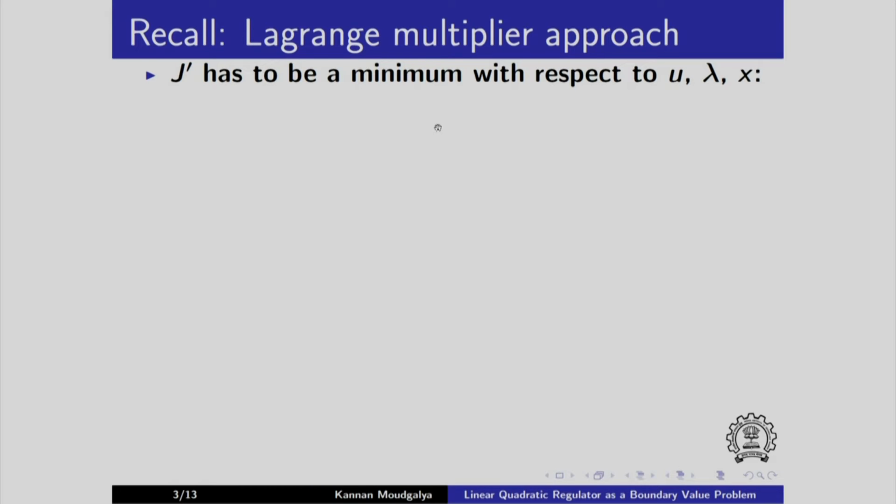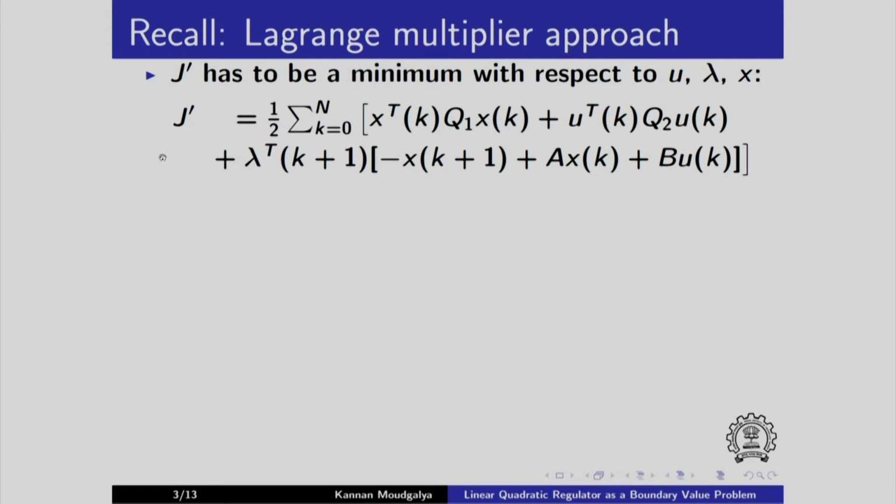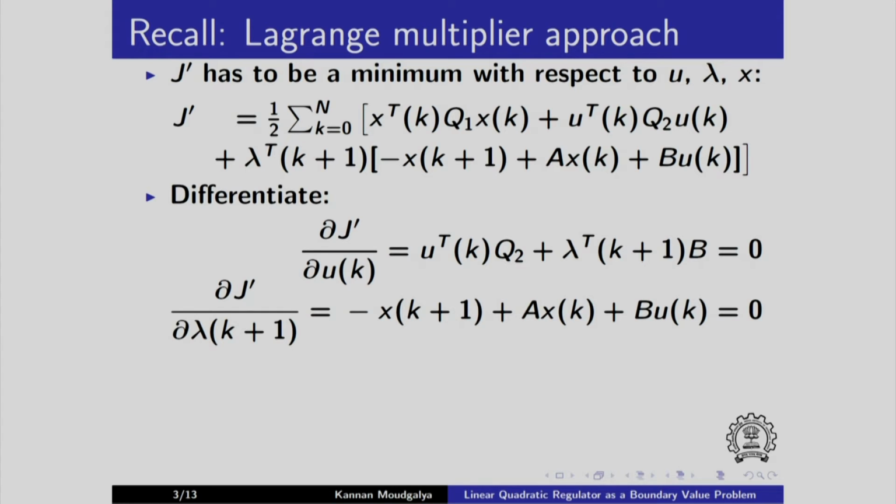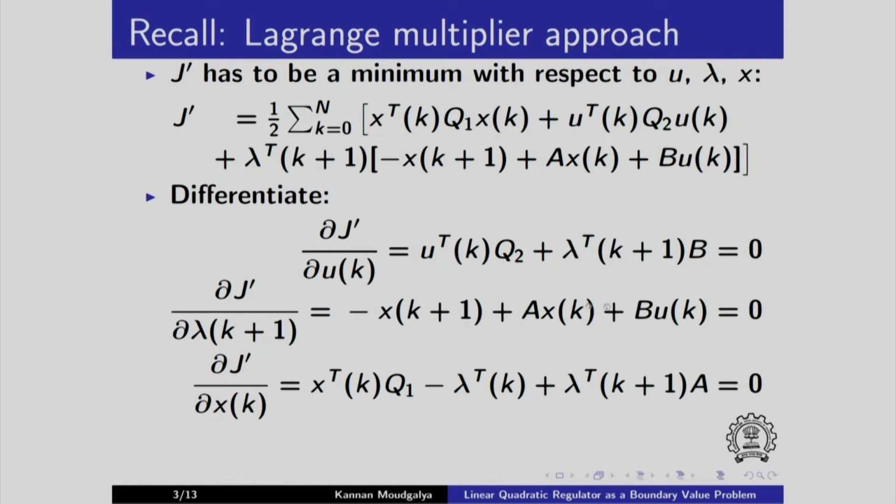Our objective function J prime has to be a minimum with respect to u, lambda and x. J prime is given here. We differentiated with respect to u and got this expression. We want that to be equal to 0. We differentiated with respect to lambda, got this expression that should be equal to 0. Finally, with respect to x, we get these three equations.